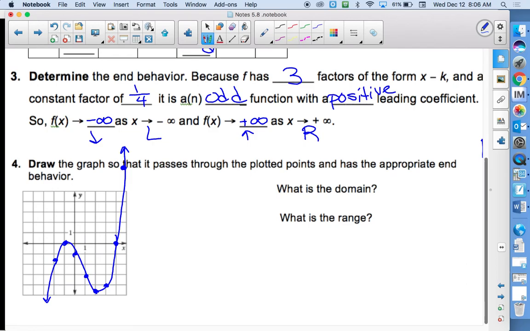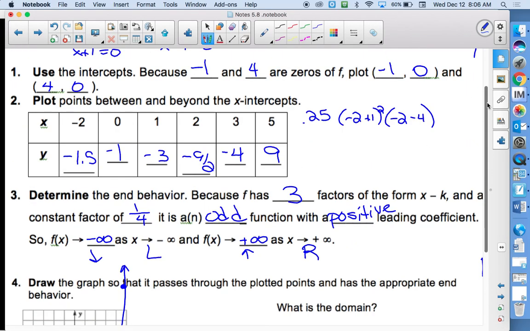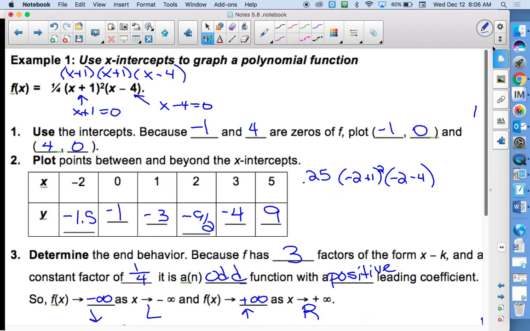Melanie, I have a question. How do you know how many factors you have? How did you know you have 3? Yeah. So because this is squared, there are 2 of them. And then this one here is 1 more. So the squared means you have 2 factors plus a third one. Or we could write the squared one as x plus 1, x plus 1, and then x minus 4. So the number of parentheses would be the number of factors. Other questions?